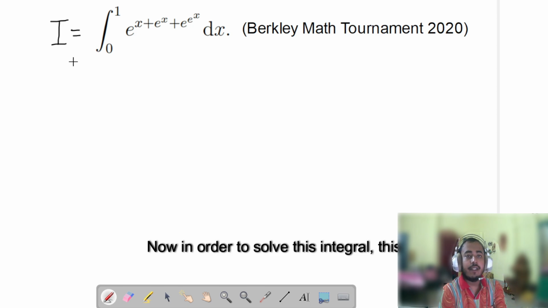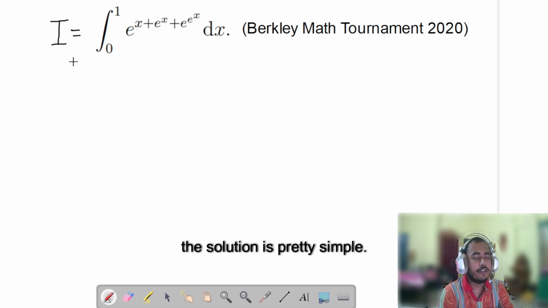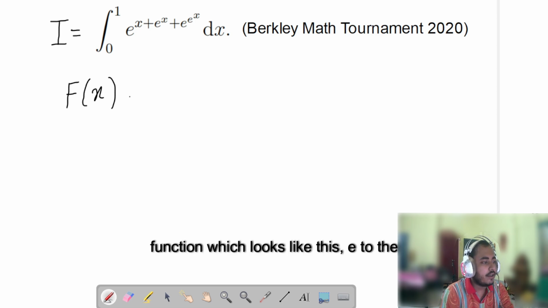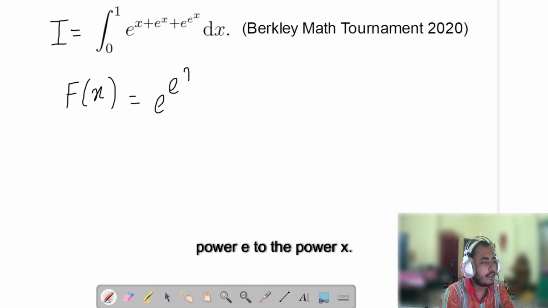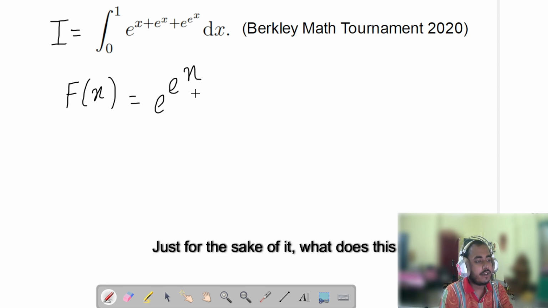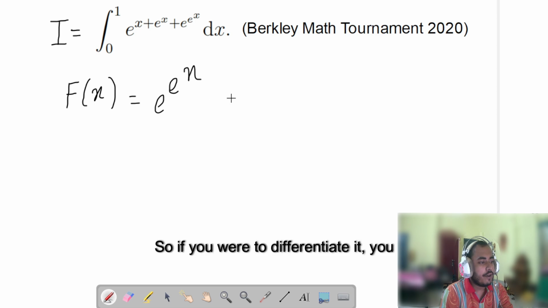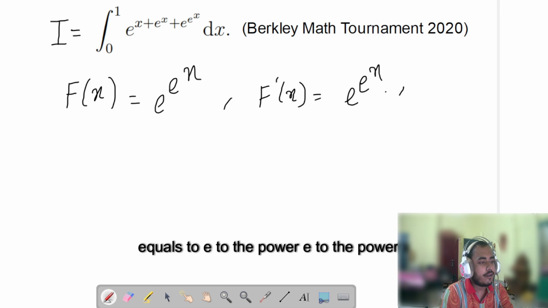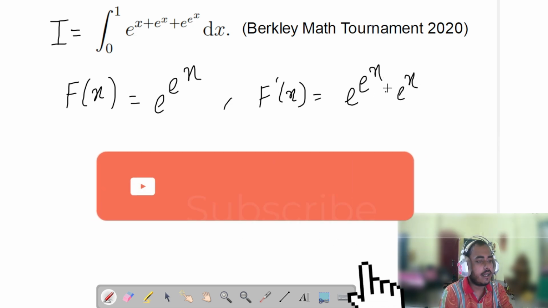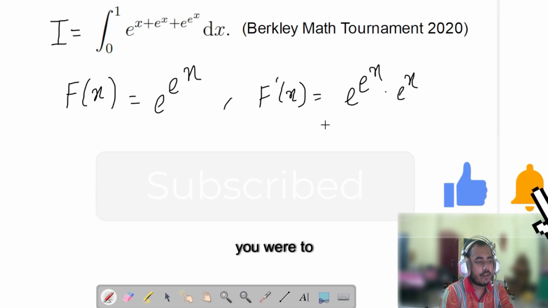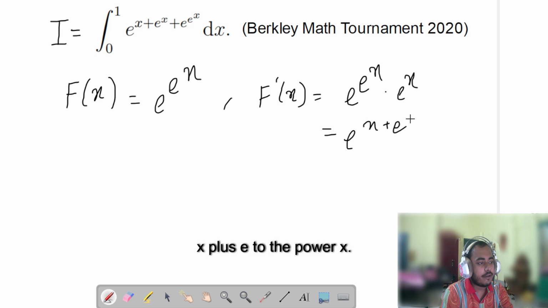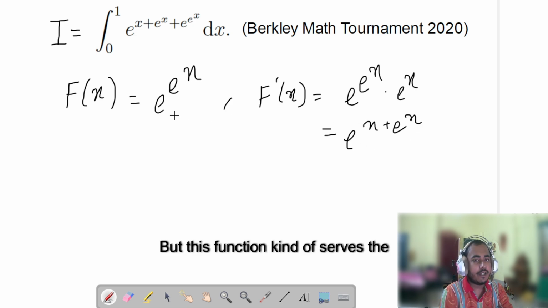Now, in order to solve this integral, which looks very complicated, the solution is pretty simple. First of all, without explanation, I will take a function which looks like this, e to the power x. Just for the sake of it, what does this function do? If we were to differentiate it, we would get f dash x equals e to the power x into e to the power x. As simple as that. But this doesn't quite work, because even if you were to multiply using the rules of exponents, you would get e to the power x plus e to the power x. But this function kind of serves the purpose of what we are doing here.